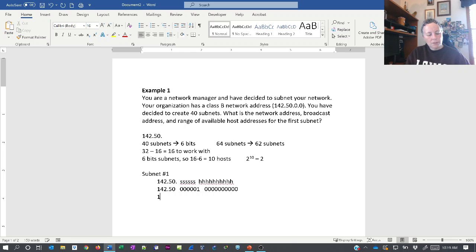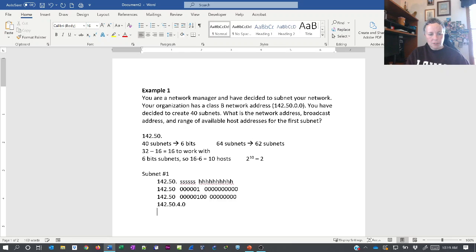Then step 2 is I convert these to octets. So I have 6 bits here. So I need to take 2 of the bits from the 10 bits for host, and that leaves me with 2 in that octet. And then I have 2 in this octet. And then I convert this to decimal. So it's 142.50.4.0. And that's my network address.